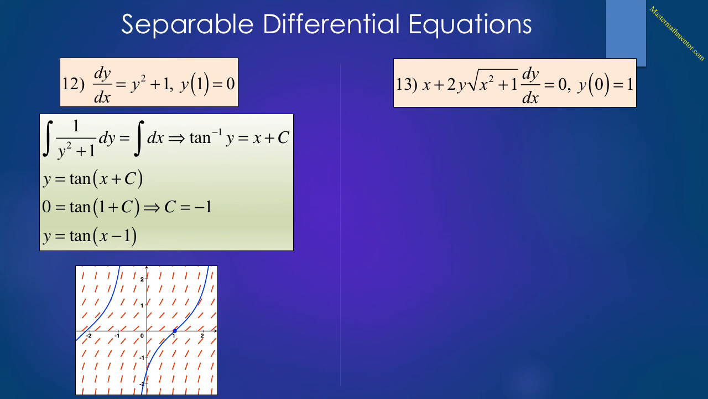Our verification is the slope field dy/dx is equal to y squared plus 1, and we show the particular solution, y is equal to the tangent of (x minus 1), in blue.